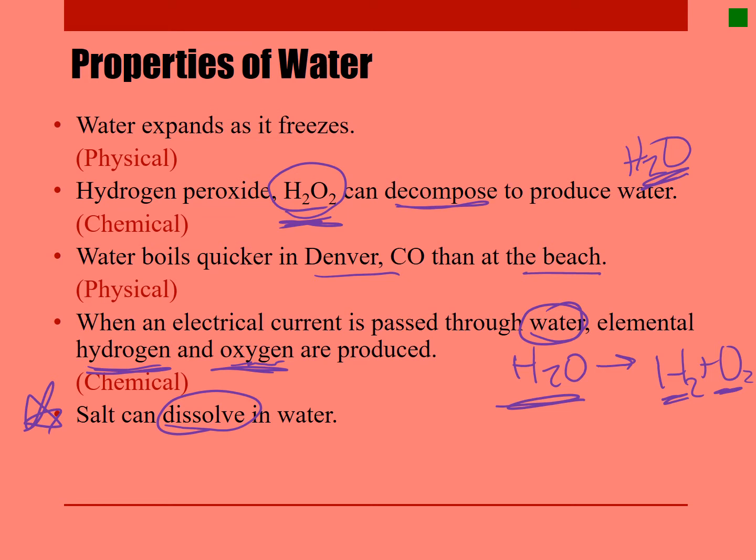Well, how could I possibly do that? Thinking about it, you could just heat it up again. You could heat it up, evaporate off the water, and I would be left with salt. So that would be a physical change. Any type of dissolving or state of matter change is going to be a physical change or physical property.